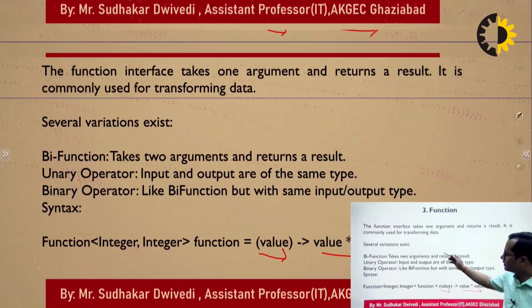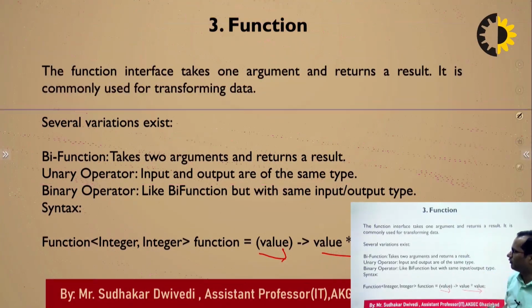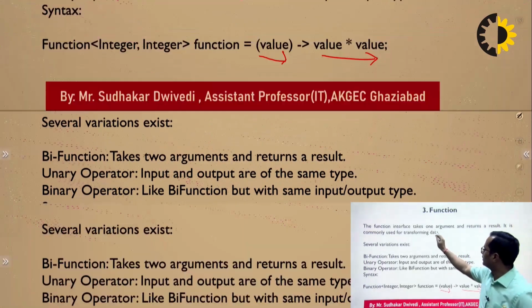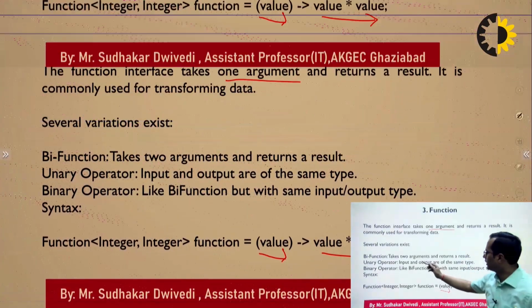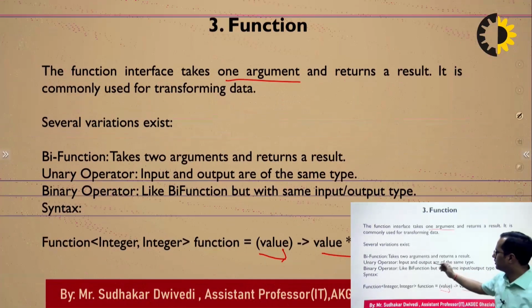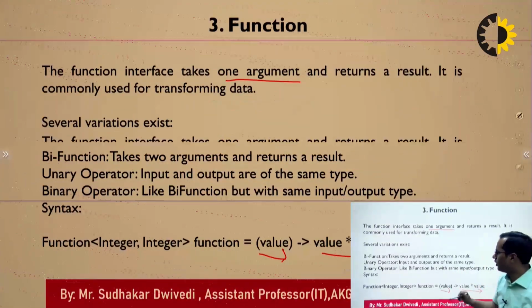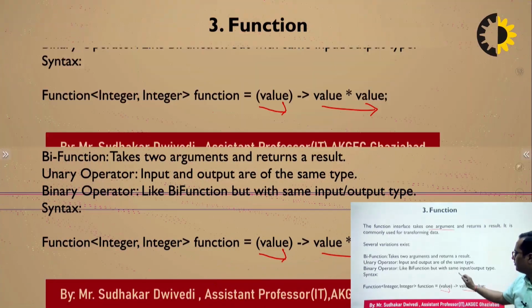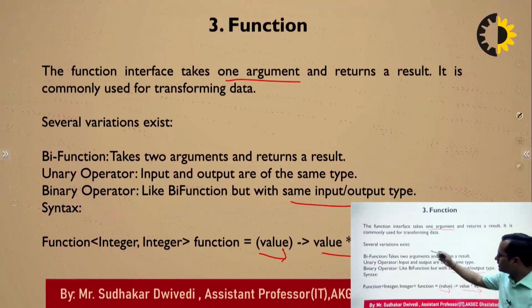So we are just transforming the values from one form to another. And there are several variations of this functional interface. As I have mentioned, the function interface takes one argument, but there are several variations where two arguments are taken, and the input and output are of the same types. The unary operator, the binary operator, like the BiFunction, but with the same input and output type. So these are the variations.